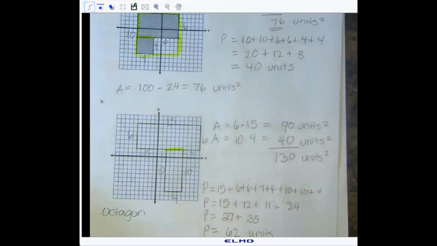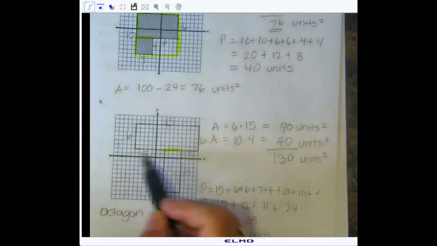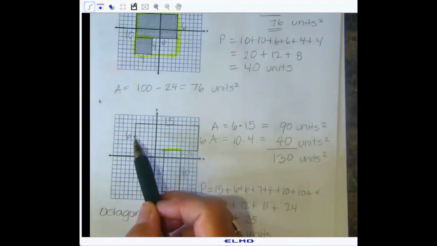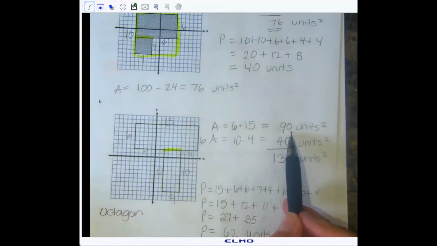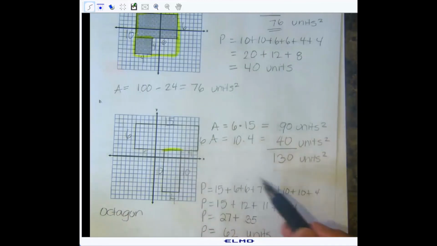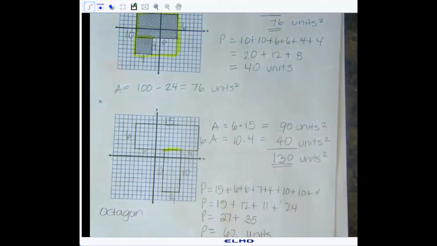So calculating out all the side lengths by counting, this big rectangle is a 6 by 15, which is 90 square units. And the base of the T is a small rectangle, which is 40 square units, a 10 by 4. So our area is 130 square units.